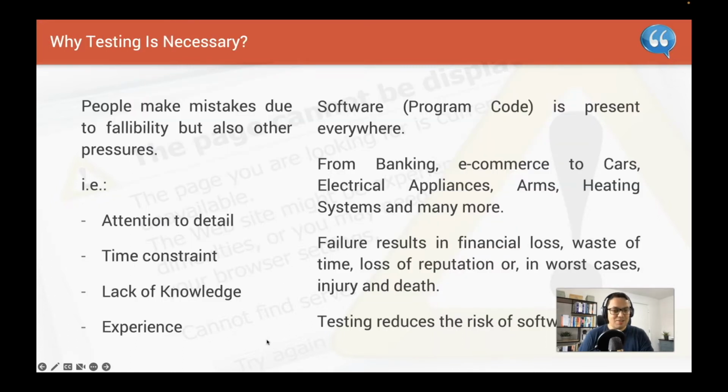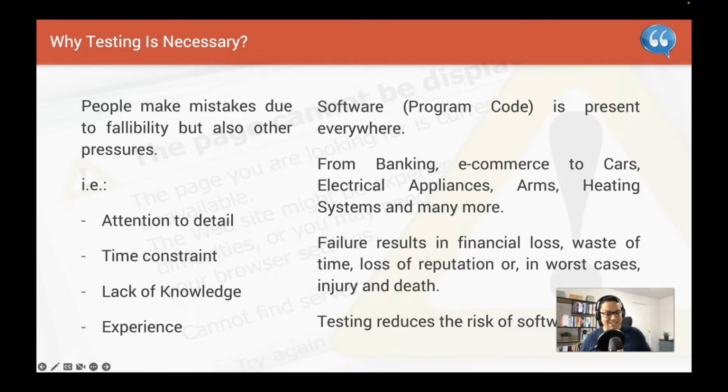Why is testing necessary? People make mistakes due to fallibility, but also due to pressure. For example, attention to detail, time constraints, lack of knowledge, and experience. And any software, any program code is present everywhere these days. Everywhere, everything that you do. From banking to e-commerce to cars.